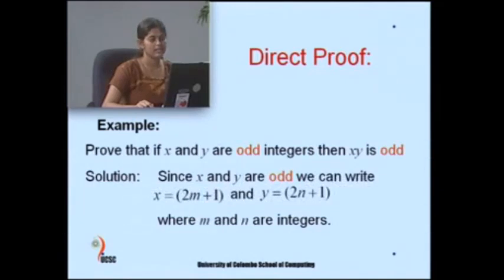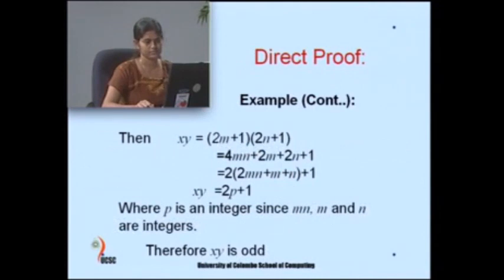Here we can see an example, that is, we are going to prove that if x and y are odd integers, then xy is odd. Solution for this one, say x and y are odd, then we can write the odd numbers in that format, that is, x is equal to 2m plus 1 and y is equal to 2n plus 1, because they are odd numbers, where m and n are integers.